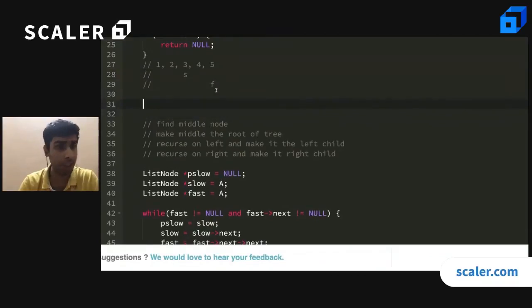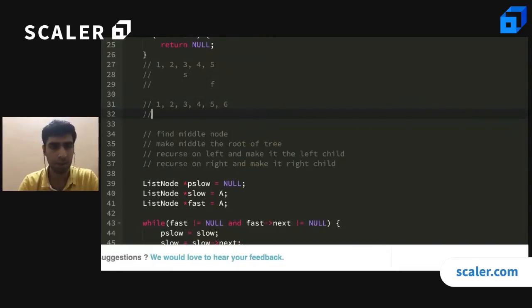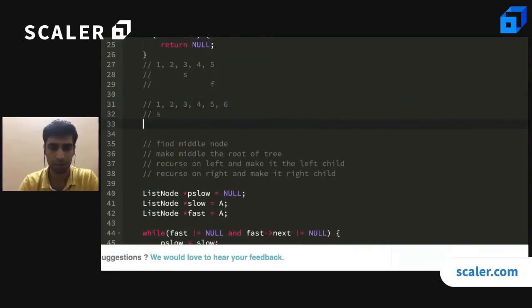Let us say that when the number of nodes is even, what will we do then? Six. Initially, my slow will be here and my fast will be here. Slow will go here, fast will go here. Slow comes here, fast comes here. Then slow comes here, fast comes here. In this case also, my fast is pointing here. Fast should not have come here, right?